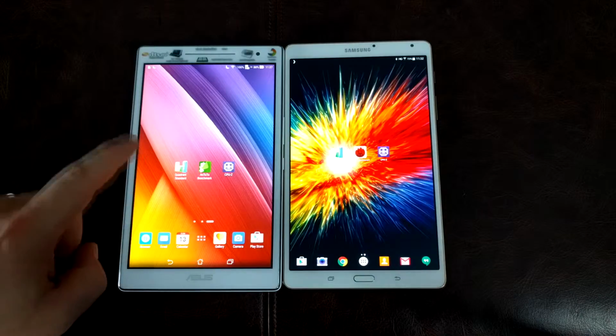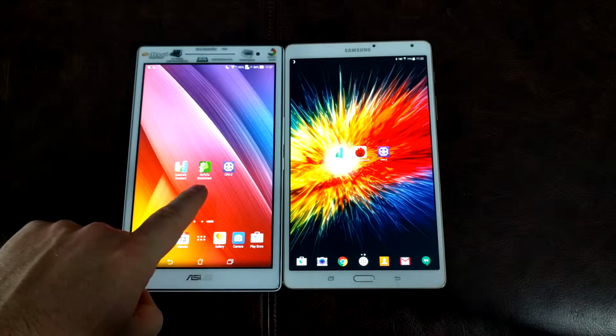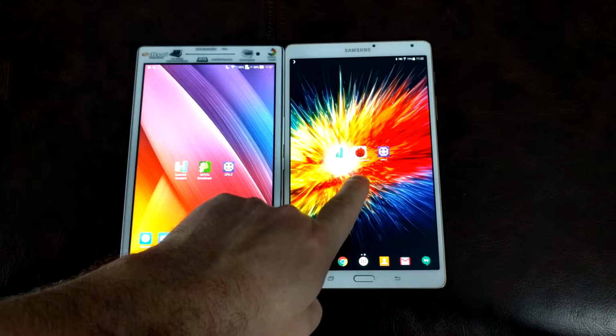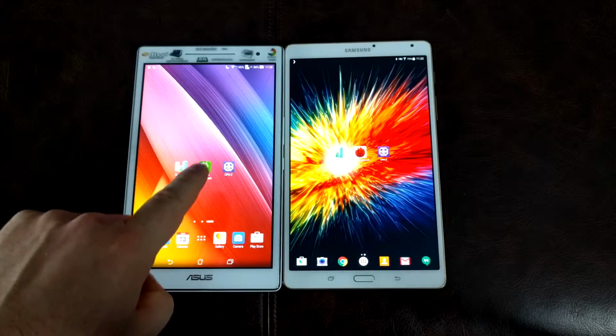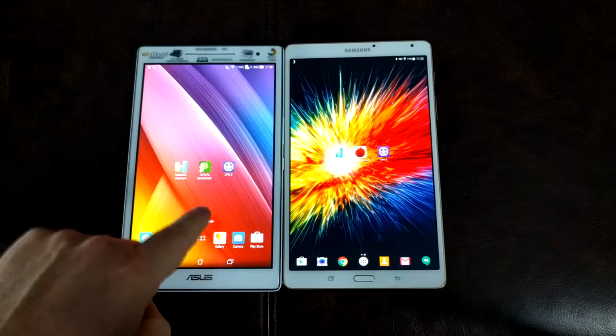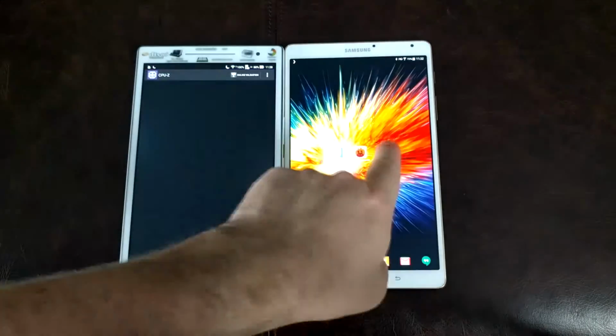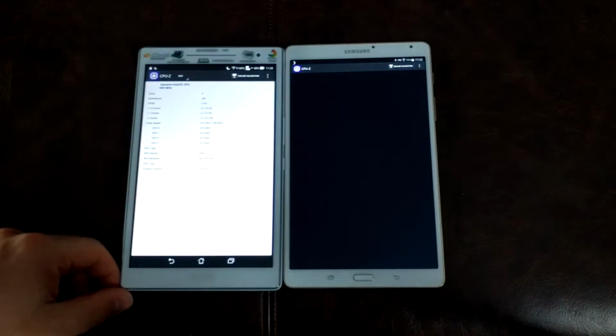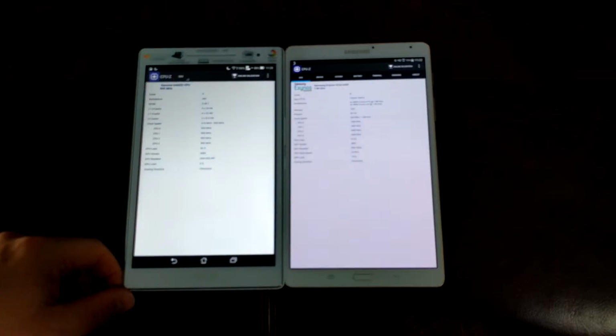Now I've been having a few problems with 3DMark going in on this. This one installed the 3D side of it okay, and this one isn't working. So we're going to go with Quadrant first and foremost, but we'll have a look at CPU-Z to see exactly what the difference is in the architecture inside.